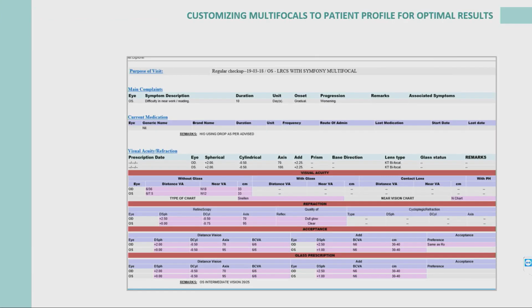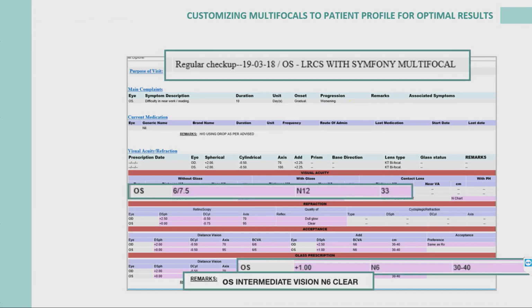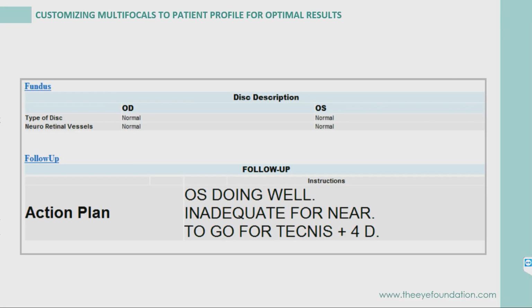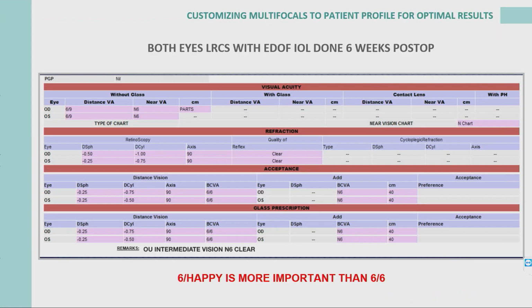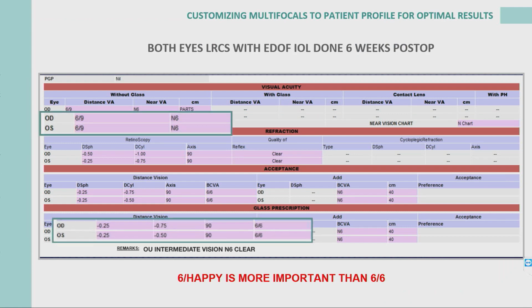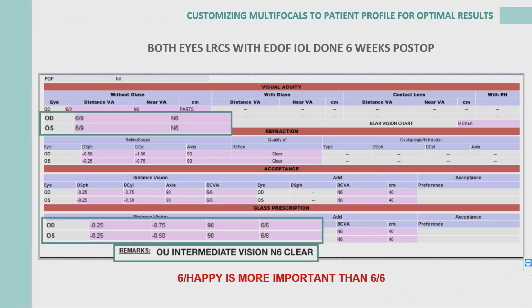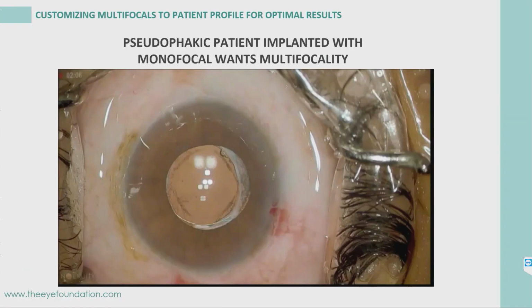You could do a variety of things, like this was a Symphony patient in one eye. He was not happy for reading, so we gave him a Technis +4 in the other eye. This was a patient who had a small residual error. He was happy. Don't meddle with him. He's a happy guy, this 6/6, not so 6/6 patient. And again, so these are the important issues.